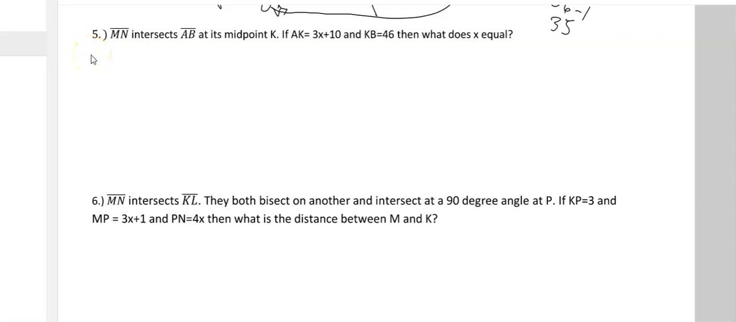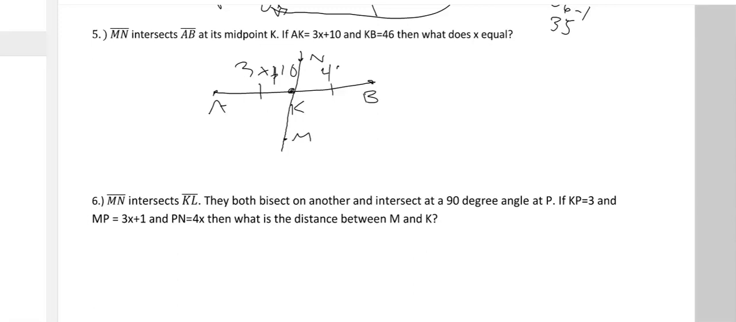Next one says MN intersects AB at its midpoint. So let's go ahead and do that. AB, here's its midpoint, K, and MN goes through it. And I'm going to put congruent marks because they tell me that. AK is 3x plus 10. KB is 46. I want you to think about how to do this problem. What are you going to do? Are you adding parts to equal a whole, or do you know things are congruent? Go ahead and do that problem.